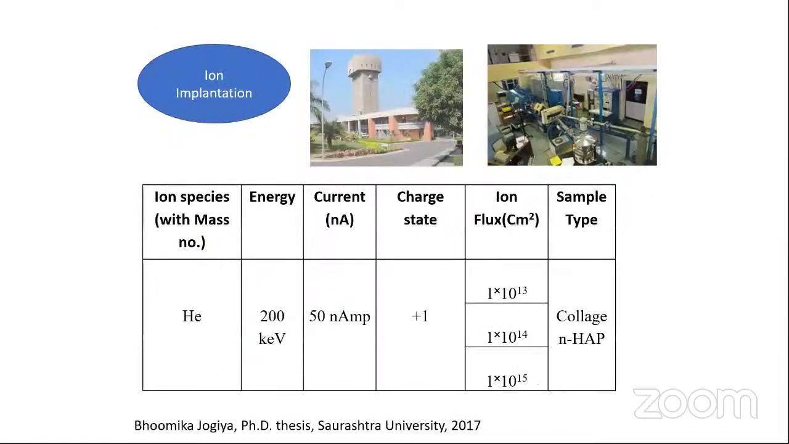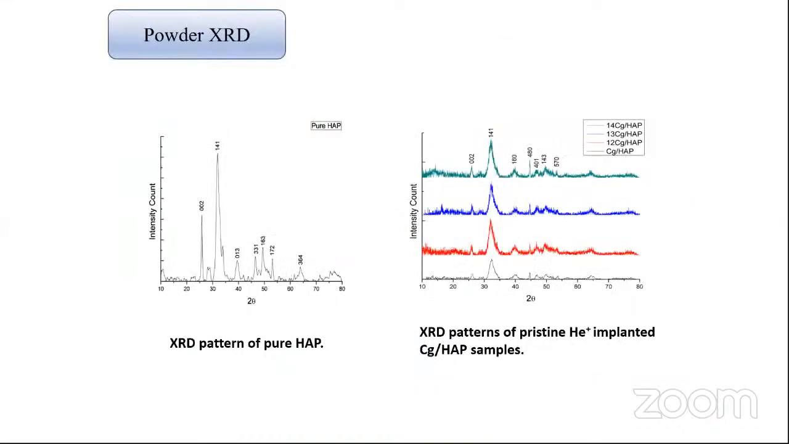Now we have done the ion implantation on the collagen hydroxyapatite by using the facility at IUAC, New Delhi. And these are the powder X-ray diffraction patterns of pure hydroxyapatite, the pure hydroxyapatite implanted with the helium ion, and the hydroxyapatite collagen composite implanted with the helium ion.